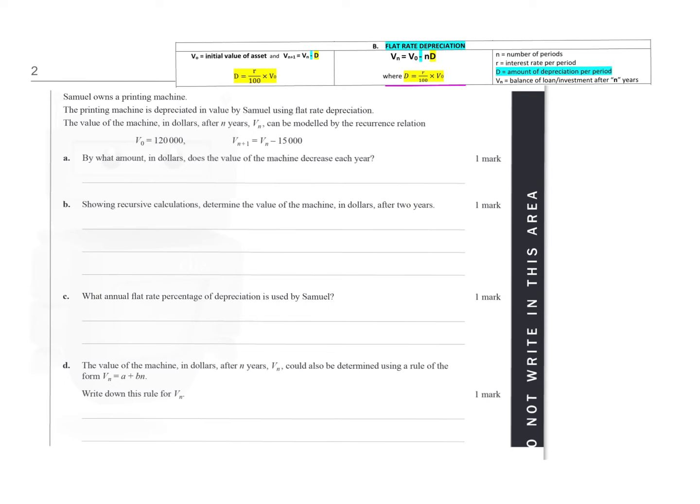Okay? Okay, Sam owns a printing machine. The printing machine depreciates by using a flat rate depreciation. So you can see I've gone to my formula sheet and found flat rate. So we know we can go to the flat rate formulas. It goes, the value of the machine in dollars after n years, so this is a yearly formula, can be modelled by the recurrence relation. It says recurrence relation because when we write it like this, with the initial amount as V0, and then how we get the next term with Vn+1, that's called a recurrence relation.